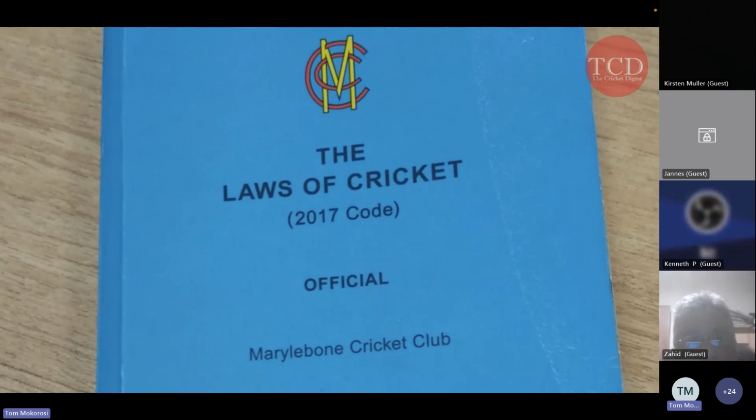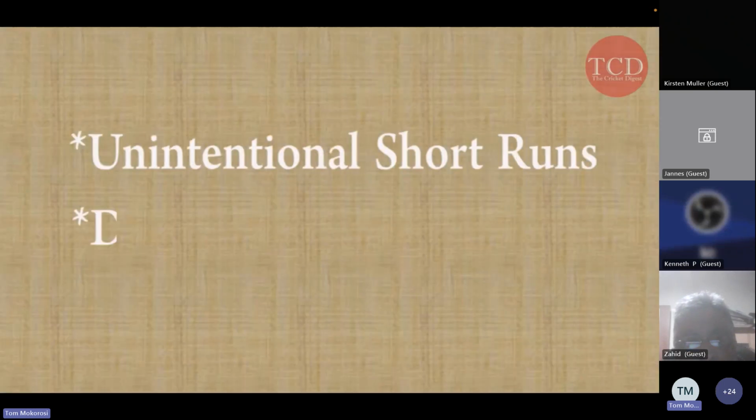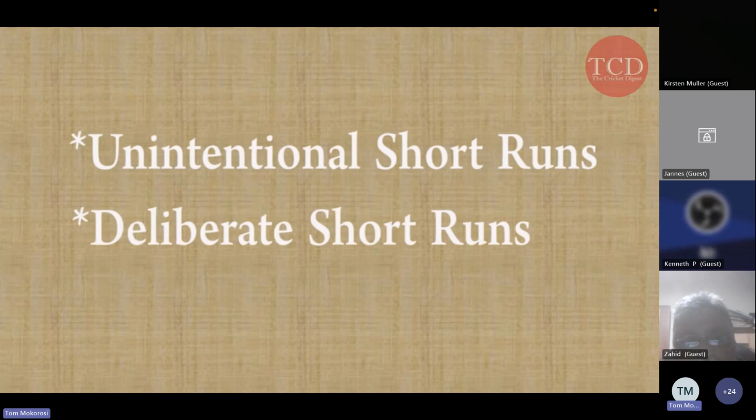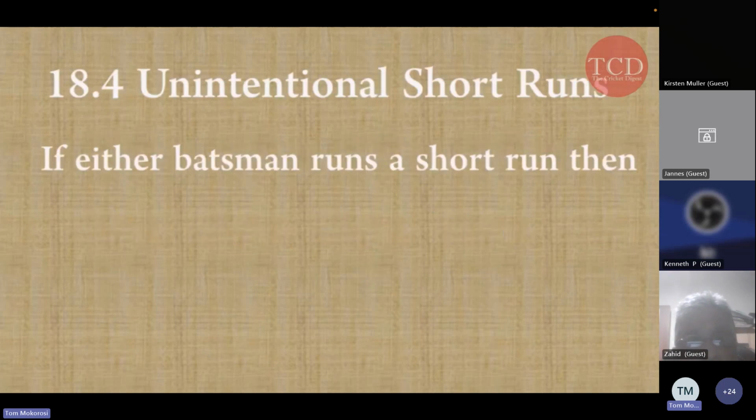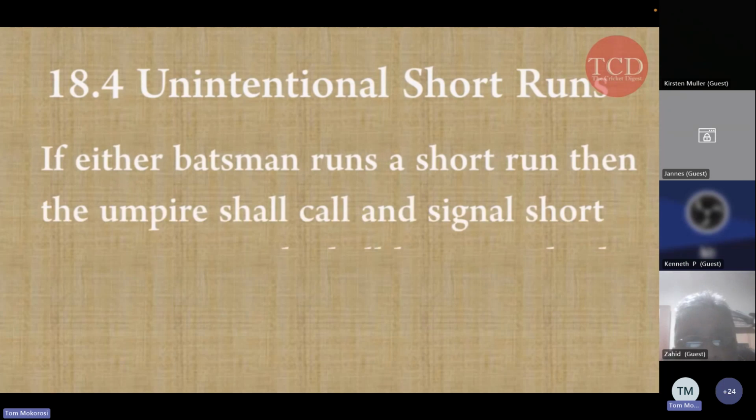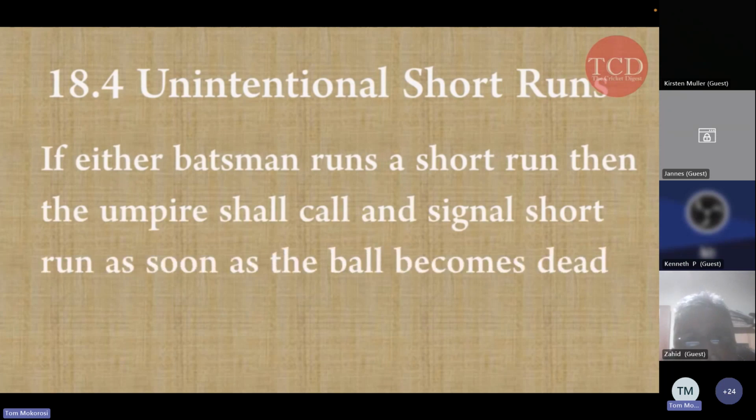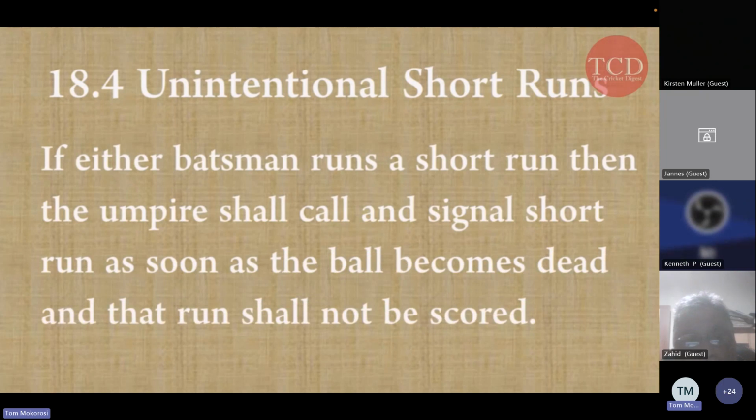There are two categories in this, unintentional and deliberate. Let's take a look at unintentional short running first. If a batsman runs short, then the umpire shall call and signal short run as soon as the ball becomes dead, and that run shall not be scored. For example, if they run 2 and if they run 1 short, then only 1 run will be scored.